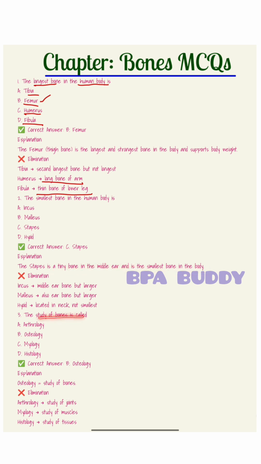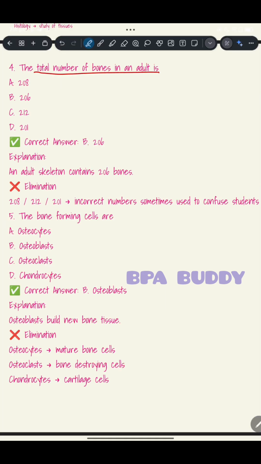So the study of bone is called osteology, and arthrology is the study of joints, myology is the study of muscles, and histology is the study of tissues. So we have to remember all of these because they can also be asked in the upcoming chapters. The total number of bones in an adult is 206. The other numbers are just to confuse.